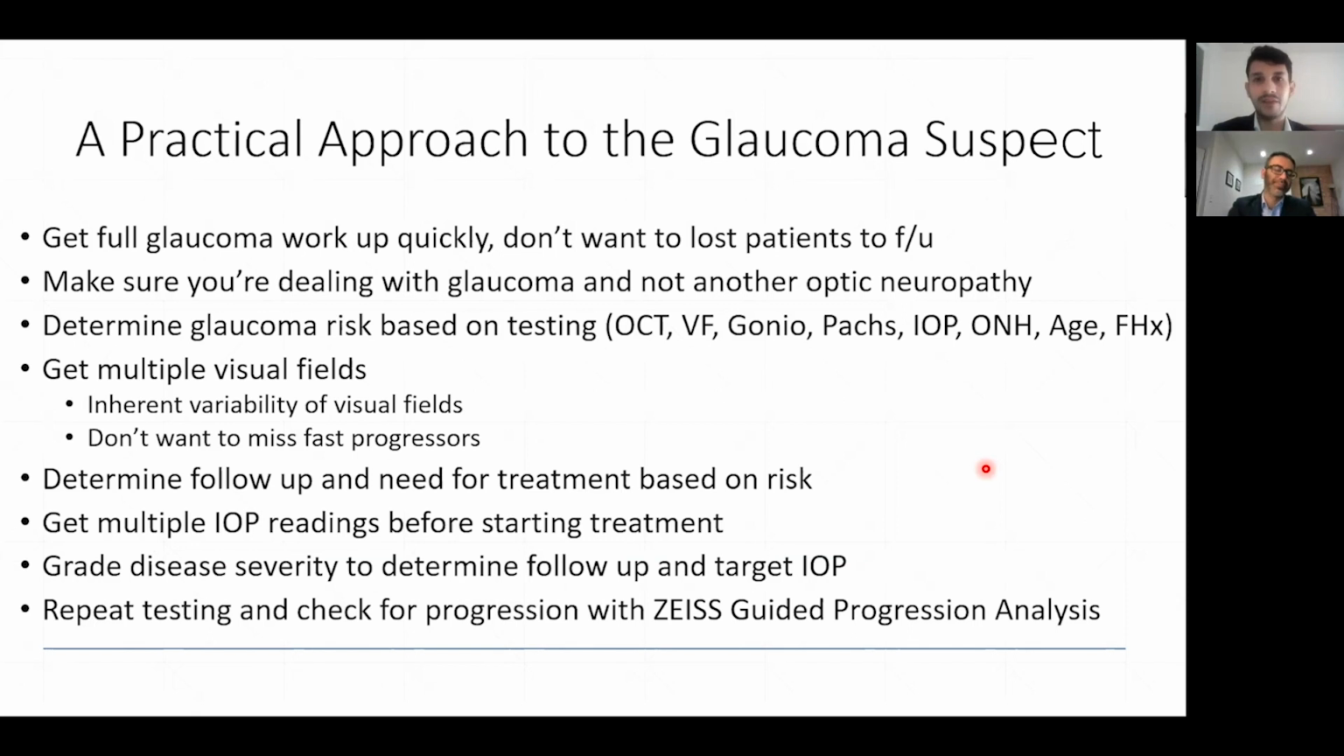So you really need to have all your information. Always take a step back and make sure you're dealing with glaucoma and not another optic neuropathy, like we had with the bitemporal hemianopsia patient. And of course, you determine glaucoma risk based on testing.